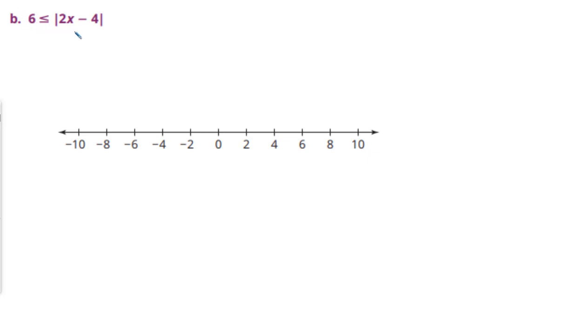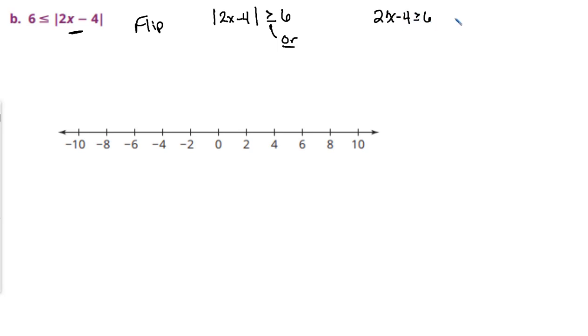This one, our absolute value is on the wrong side. So we must flip it, because we need the absolute value on the left. And so the absolute value of 2x minus 4 is greater than or equal to 6. And since it's greater, that means we are going to use the word "or." And so we write up our two equations.